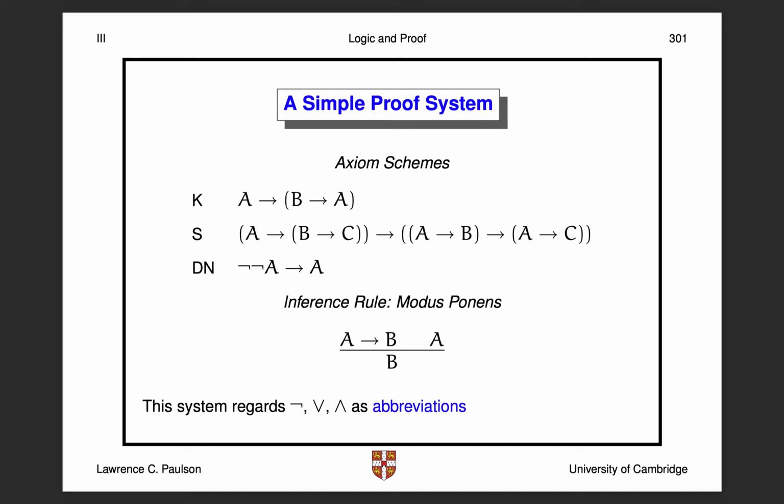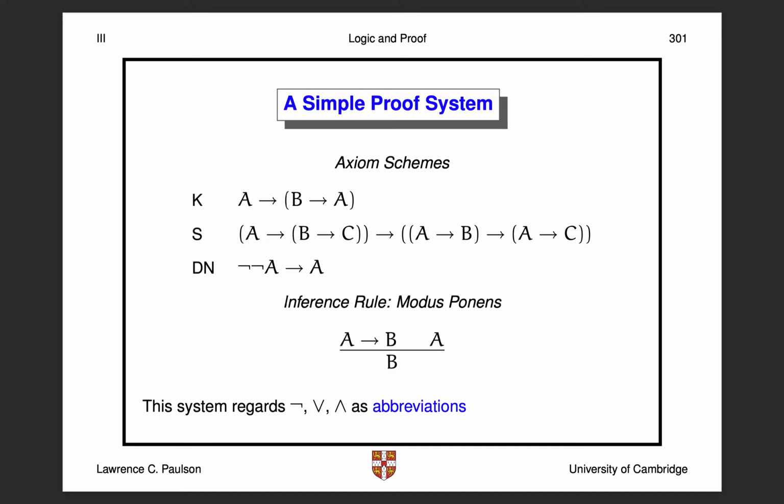In addition to these three axiom schemes, we have one rule of inference, modus ponens, which takes as premises something of the form A implies B, and something of the form A, obviously we mean the same A, and delivers as its conclusion B. This at least should be obvious to everybody. So those three axiom schemes and that one inference rule are our proof system.